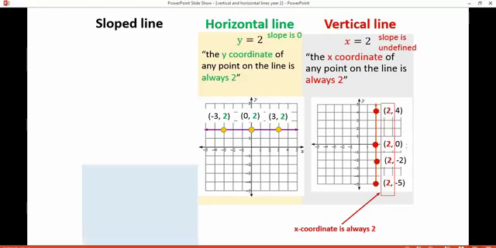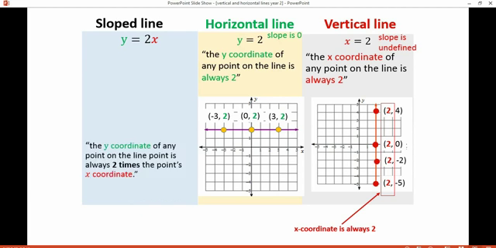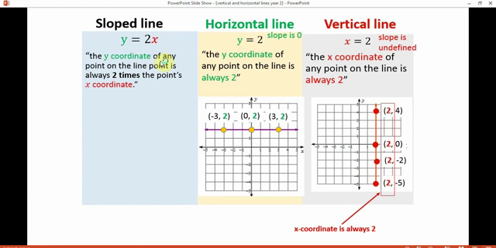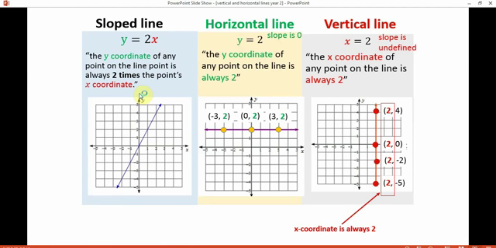Last, the sloped line. This is what we mostly deal with. An example of this is y equals 2x. Here it says the y coordinate of any point on this line is always 2 times the point's x coordinate. Here's my line, y equals 2x. Notice it has a y-intercept of 0. I could write +0 at the end of this. And from 0 I can go up 2 and over 1. That is my slope.